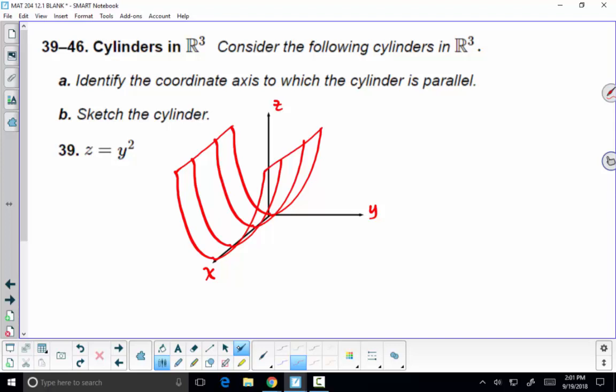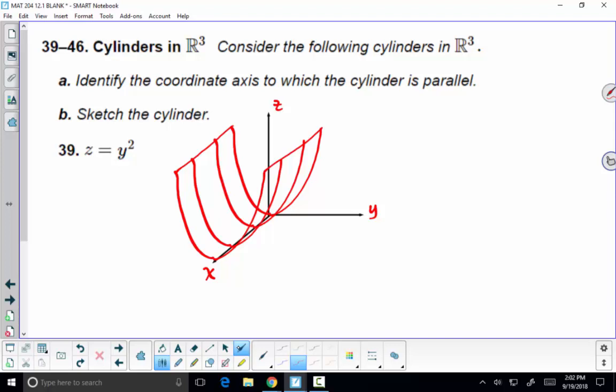So identify the coordinate axis to which the cylinder is parallel. What axis is the cylinder parallel to? For cylinders, are we always going to work with one of the axes being the ruling axis? For us, 99% of the time, yes. If the ruling is not parallel to one of the axes, it's really complicated. They may do a couple of problems where they do that, but 99% of the time, we'll see, oh, x is missing, so we pull in the x direction. Oh, y is missing, so we pull in the y direction. Z is missing, we pull in the z direction. That's going to be 99% of the time.